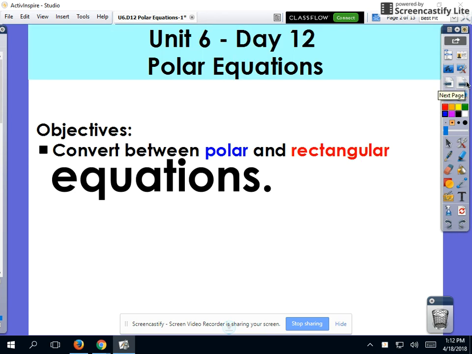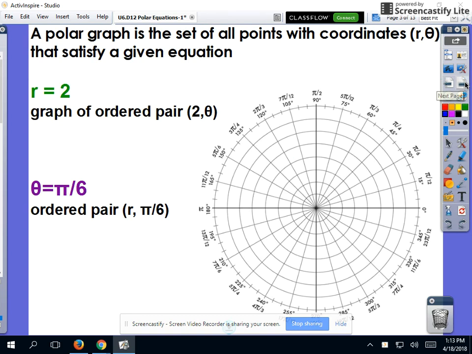All right, for today, we are going to convert between polar and rectangular equations. Before we were doing polar to rectangular points and back and forth. Now we're going the other way with an actual equation. So let's take a look at some basic equations, see if we can put together what we know about these.